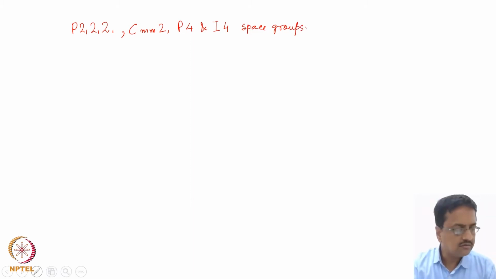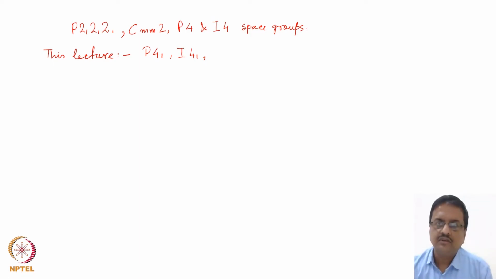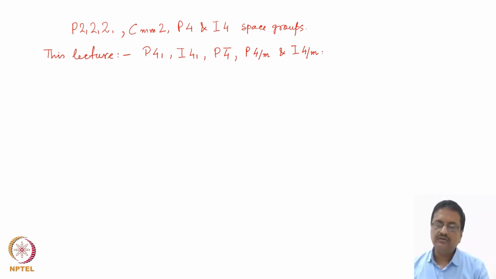So in this lecture, we are going to discuss a few important space groups. We will first talk about P41, then elaborate to I41, and compare the similarity and difference between P41 and I41. Then we will learn how to draw P4 bar, P4 by M, and I4 by M. By doing these space groups, I will show you how P4 by M and I4 by M can be drawn with slightly different notations, which are also given in the International Tables of Crystallography.